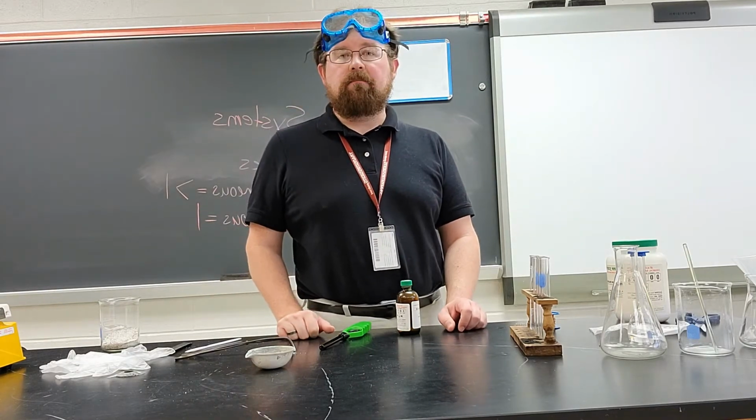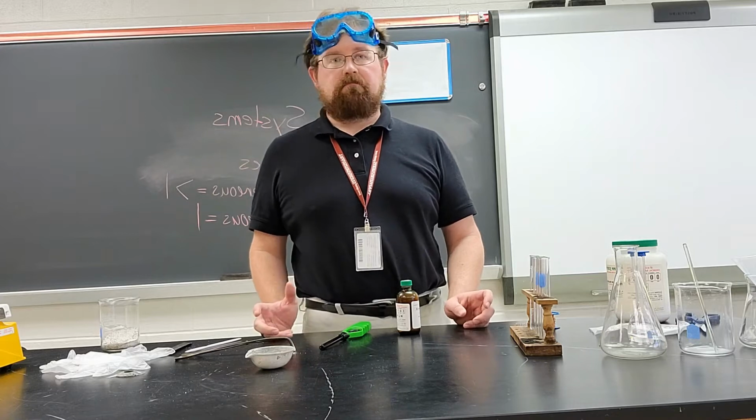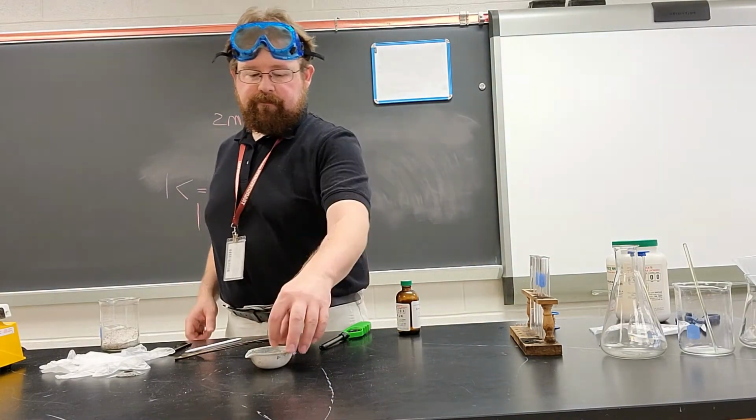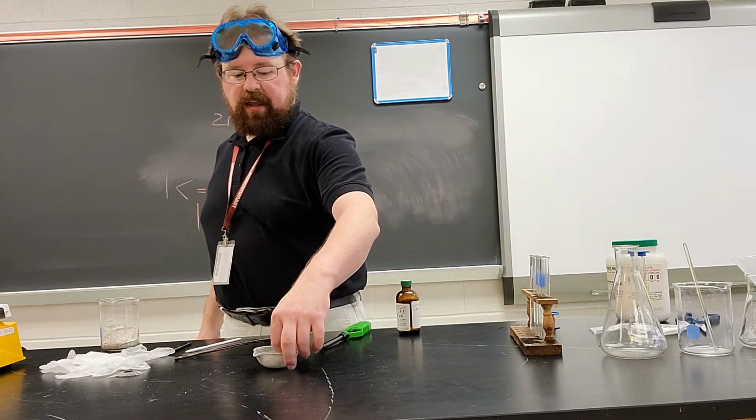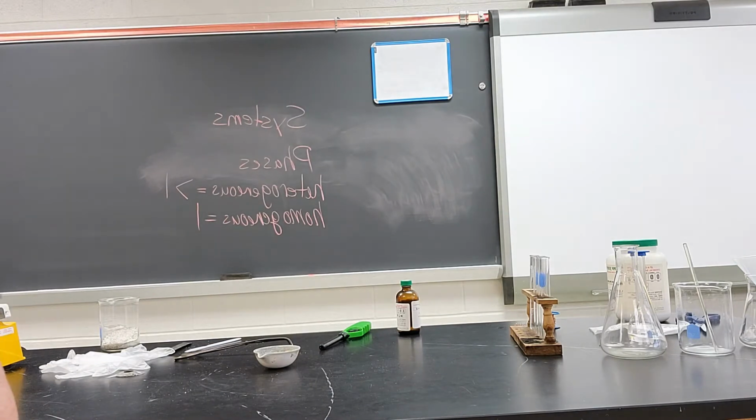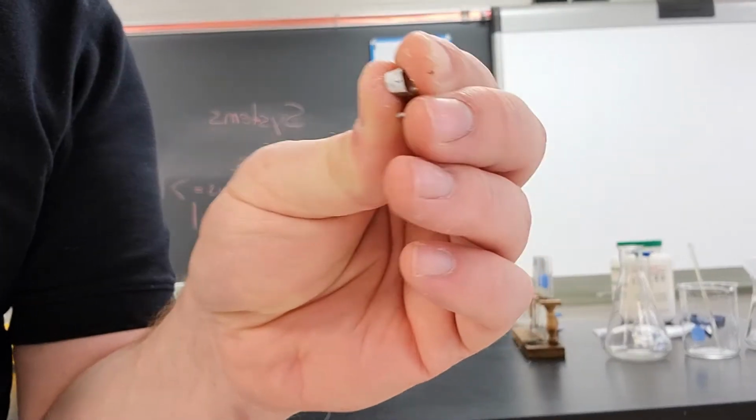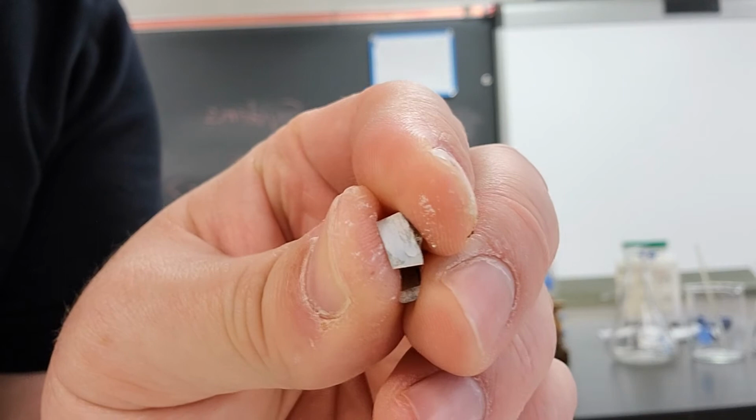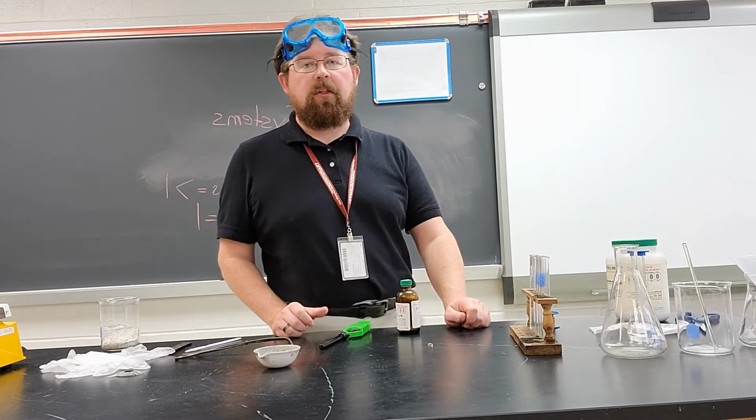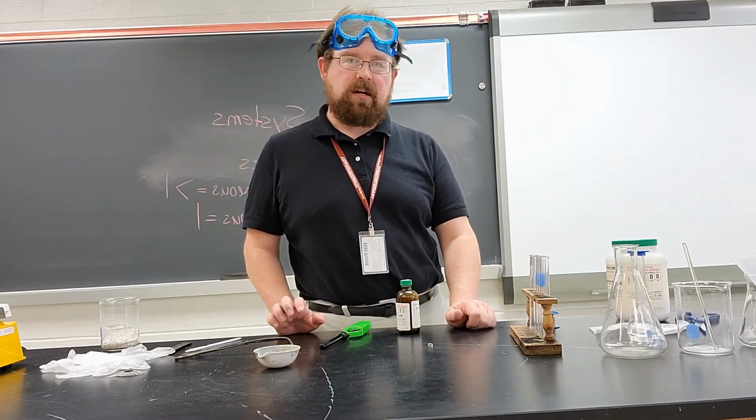Another indicator is color change. If something changes color, it might be an indicator that chemical change has occurred. So, let's take a look at that burned magnesium, shall we? The magnesium was originally a silvery color, but now you can see it's become a chalky white. That's a color change, okay? The other ones are production of a gas and production of a solid.